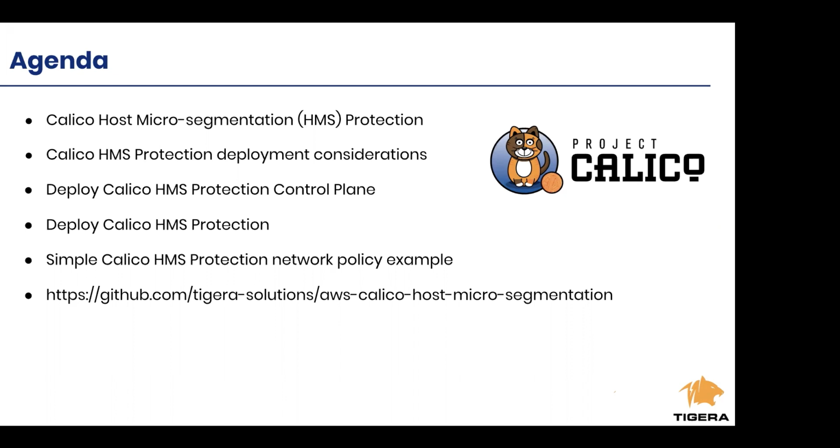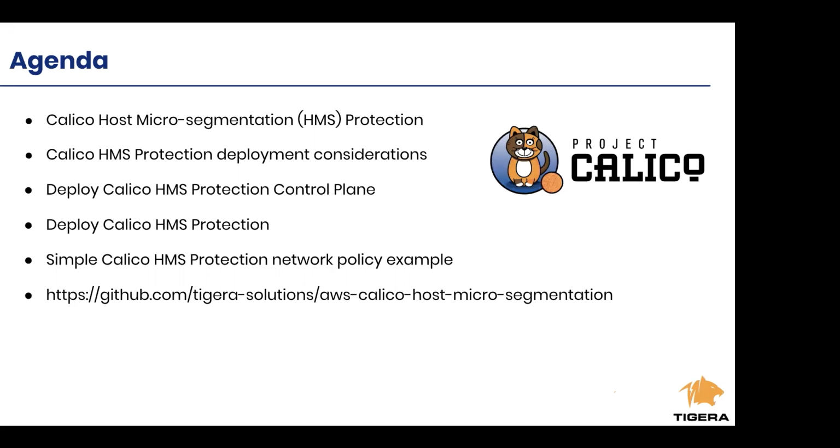We're going to talk about the Calico host micro-segmentation deployment considerations, some of the things that you need to think about before you get started. Decide what OS am I going to use? Is this operating system going to work? Do I have the right kernel modules deployed, and what is the data store that I want to use? We're going to get into some of that in just a little bit. And then we're going to deploy it all together live here.